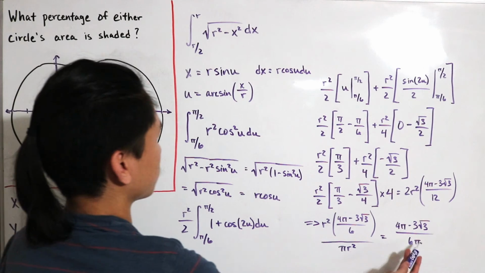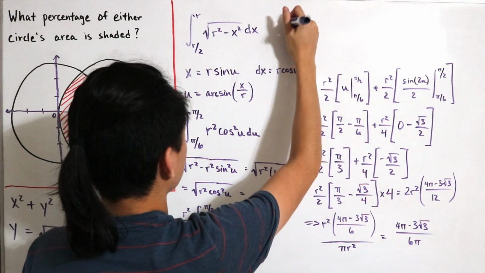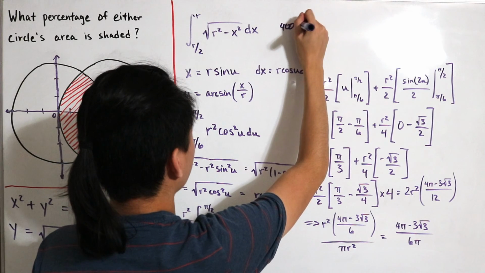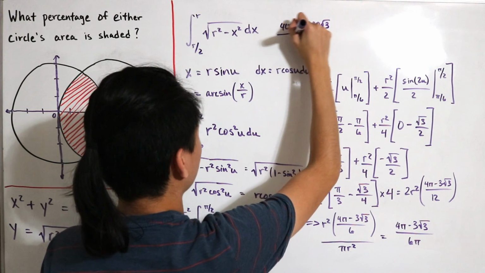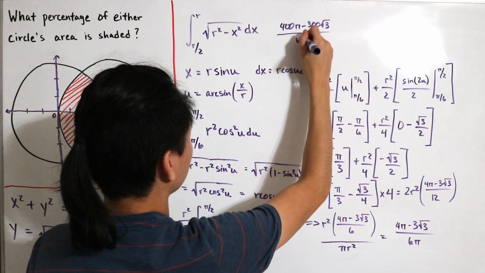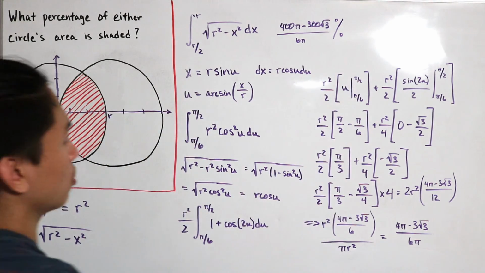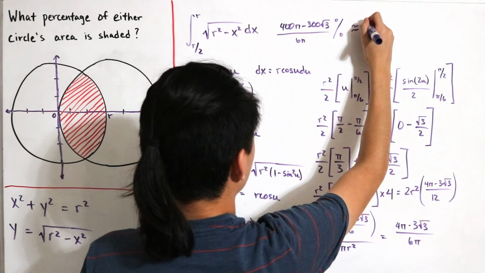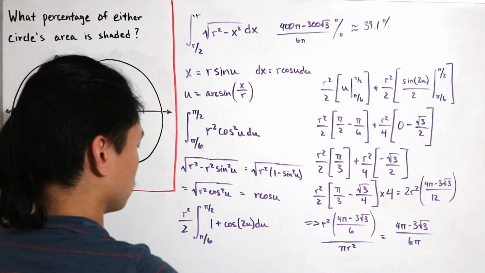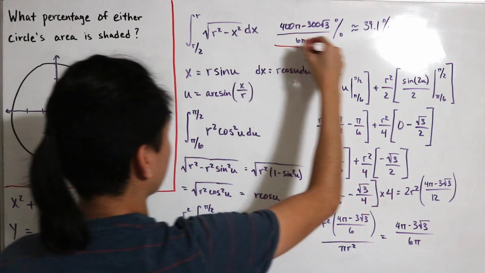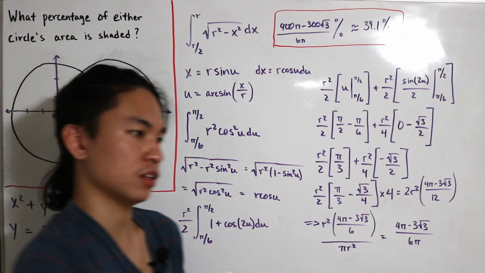The last part is that since it's asking for a percentage, we just multiply by 100. So the final answer is 400 pi minus 300 square root of 3, divided by 6 pi, percent. Or in other words, this is equivalent to 39.1%. Okay, so there we have it, the final answer drawn in this red box. All right, so yeah, that's pretty cool if you ask me.